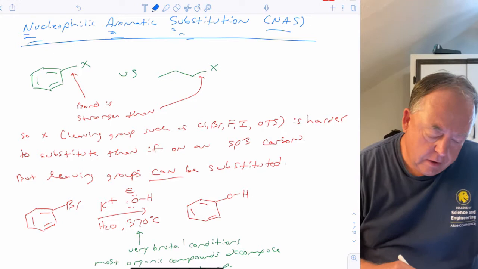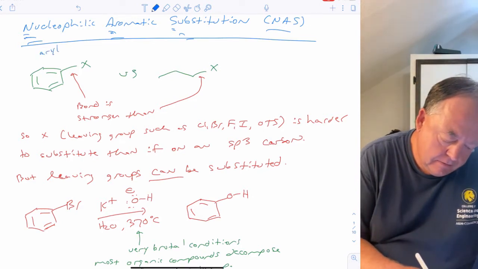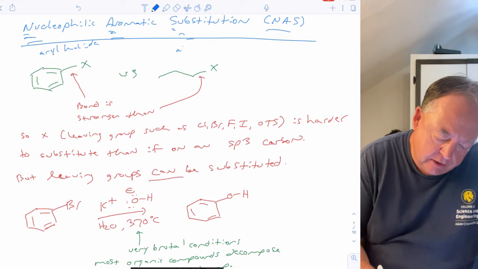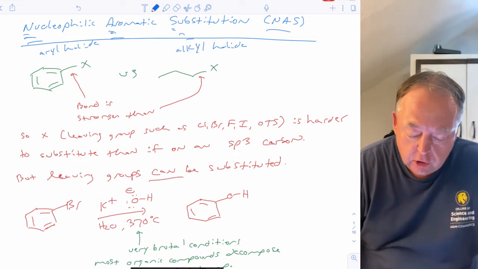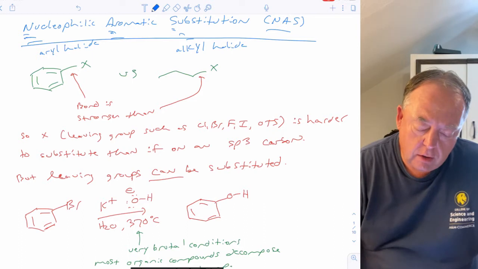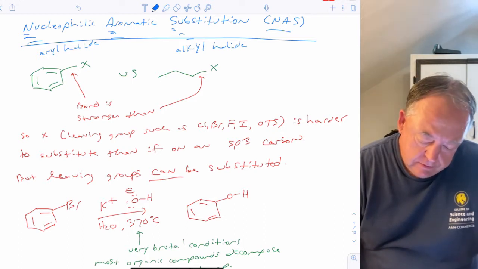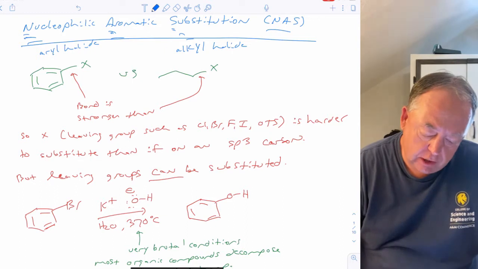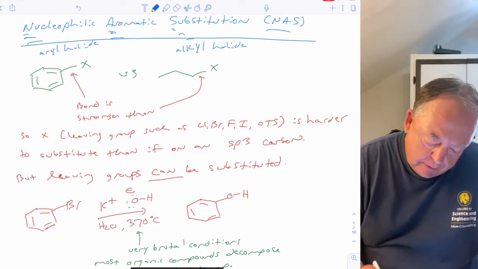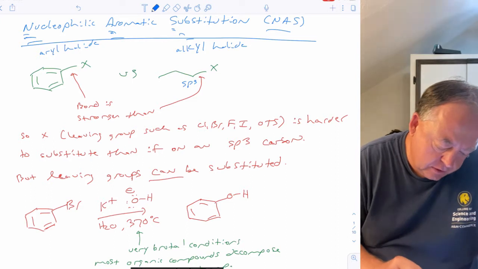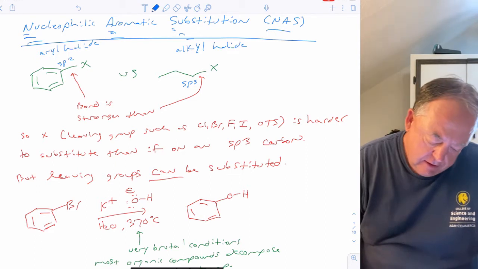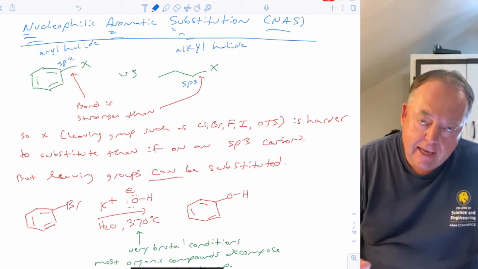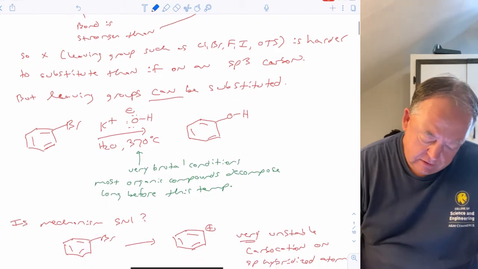So if we compare aryl halides, so this is an aryl halide, to an alkyl halide, well, the aryl halide carbon-halogen bond is stronger than the alkyl carbon-halogen bond. So the leaving group is much harder to substitute than if it was on an sp3 hybridized carbon like it is here. That's sp3, whereas this is sp2. So the alkyl halides are in general more reactive. But for the aryl halide, you can substitute the leaving group off. So this would be an example.